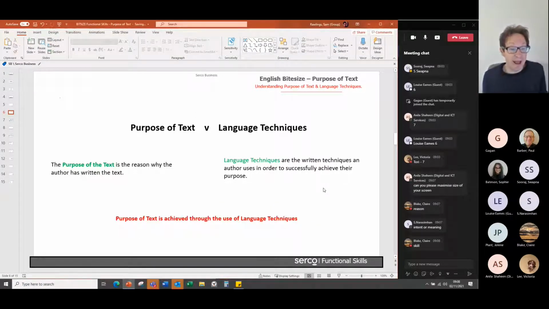I've got that screen there, and we'll probably send you these notes after the session. These would be some nice notes that you can refer back to if you need to, in terms of understanding what purpose of text is and what language techniques are. Just before we go to the next screen, has anyone got any questions about that at this point? I can see that, Anila, you've asked me to maximize the screen. This is pretty much as big as I can get it, to be honest. Hopefully that's all right for you still. But we will send the notes out afterwards if you need them.